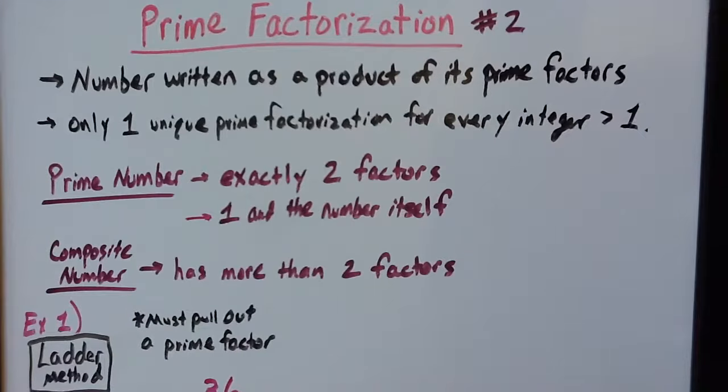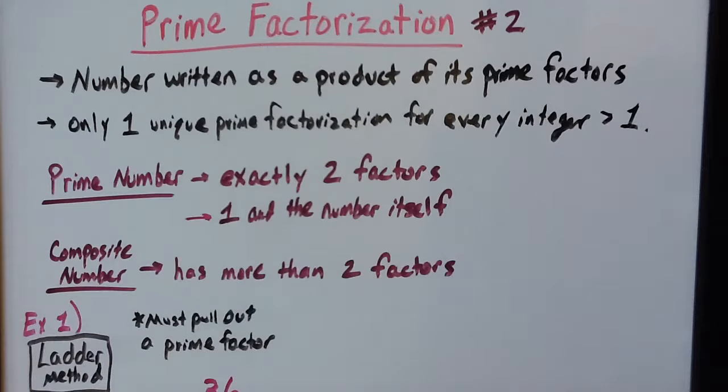Remember that when writing the prime factorization of a number, you're writing the number as a product of its prime factors. And there's only one unique prime factorization for every integer greater than 1. In the previous video, we discussed how to use the factor tree to write the prime factorization of a number. In this video, we'll focus on how to use the ladder method to write the prime factorization of the number. But either method you use, whether it be the factor tree or the ladder diagram, if done correctly, you'll get the same answer in the end.